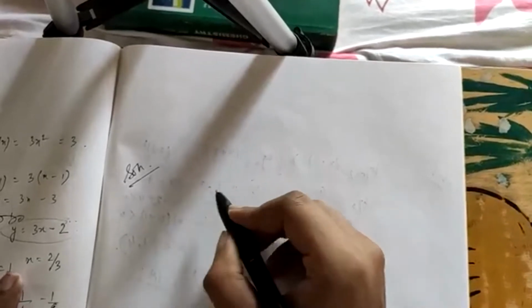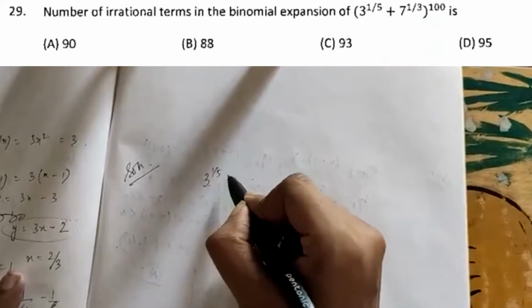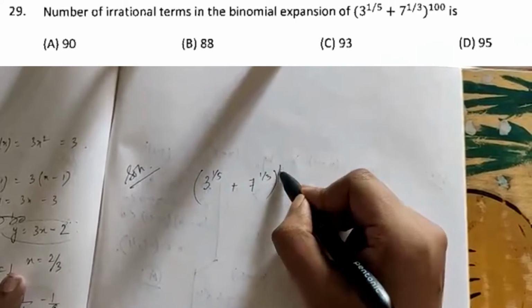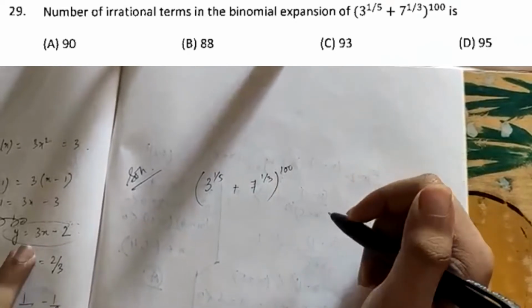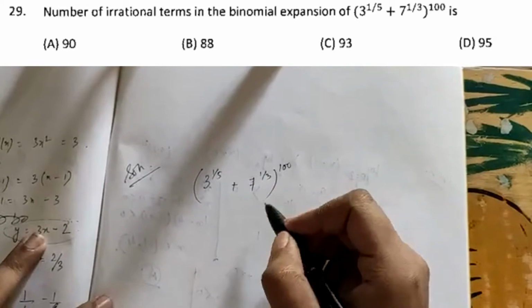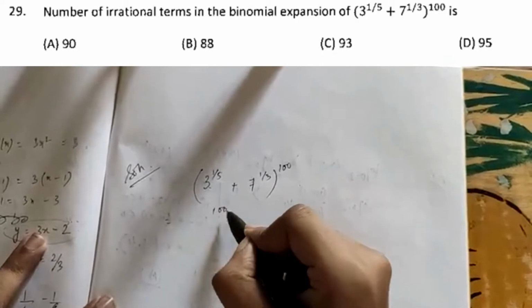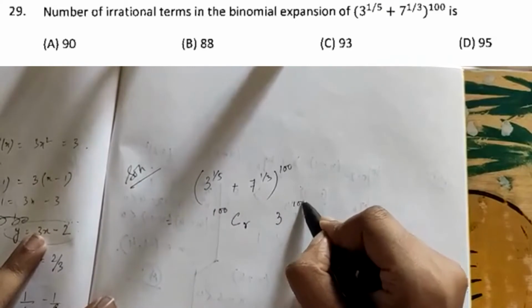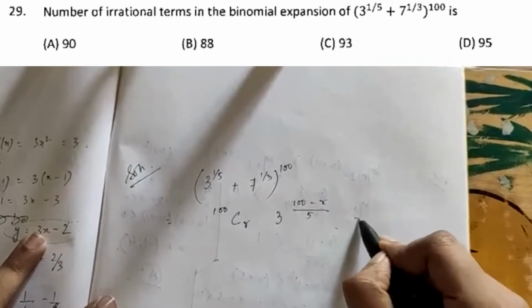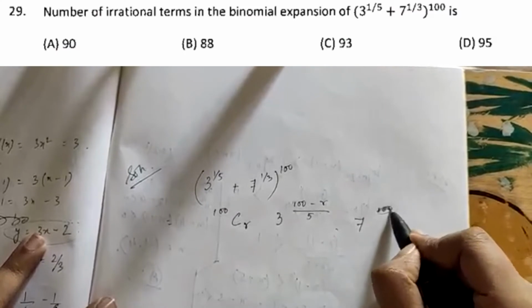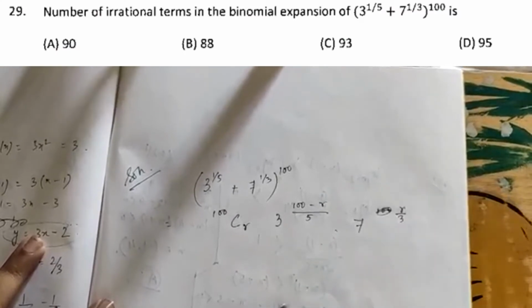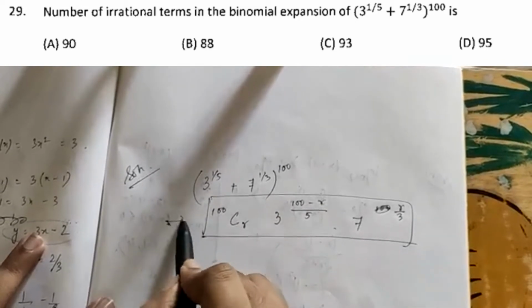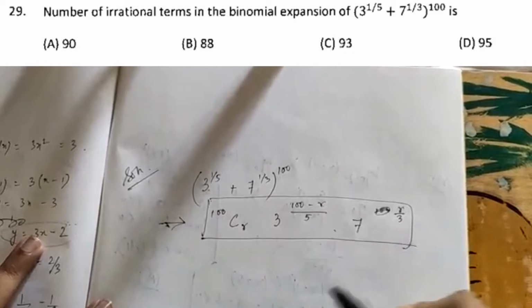So in question number 29, it's given that (3 to the power 1 by 5 plus 7 to the power 1 by 3) whole to the power 100. Number of irrational terms. Okay, so let me find the number of rational terms here. So 100 C r times 3 to the power (100 minus r) by 5 into 7 to the power r by 3. Okay, so this is my general term in the binomial expansion. So how many rational terms can be here?